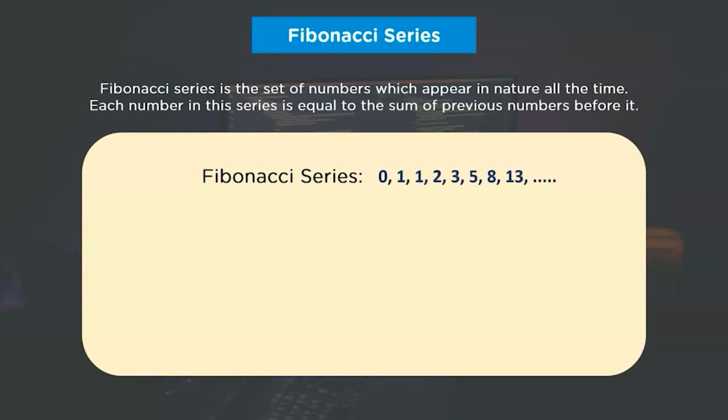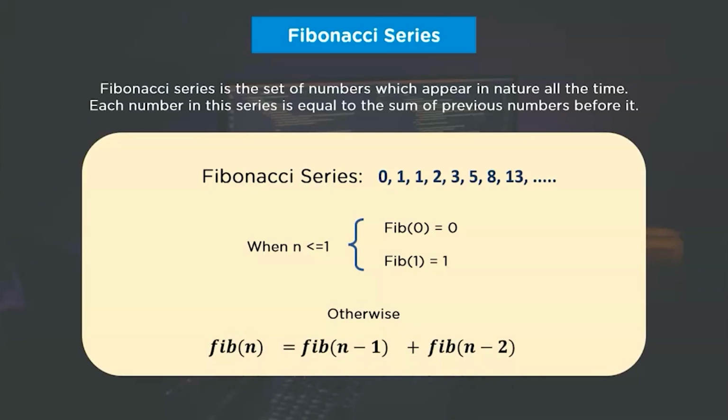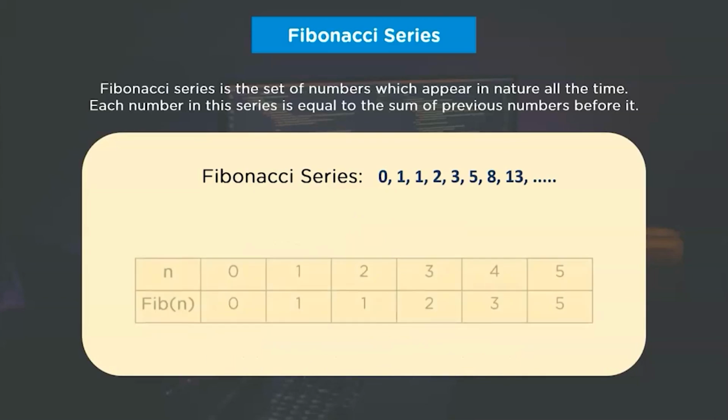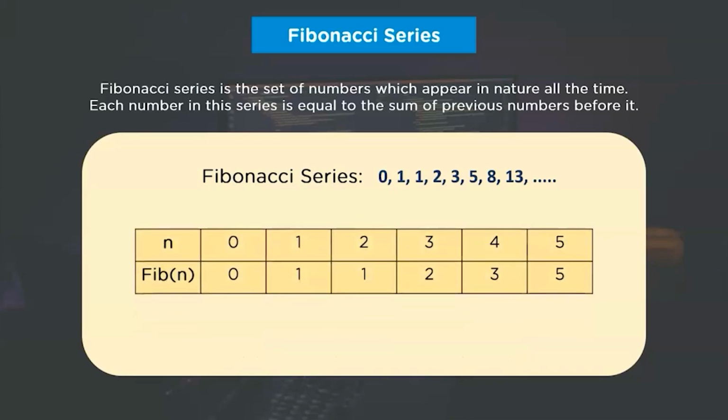Let's say n is the iterator element to calculate consecutive Fibonacci numbers. For the first two iterations, that are 0 and 1, the resultant Fibonacci values will be 0 and 1 respectively. Otherwise, the Fibonacci value will be the sum of the previous two Fibonacci numbers in the sequence. That means when the value of the iterator element becomes 2, the Fibonacci number for it will be the sum of the previous two numbers in the sequence, that is 0 and 1. So the resulting Fibonacci number will be 1.